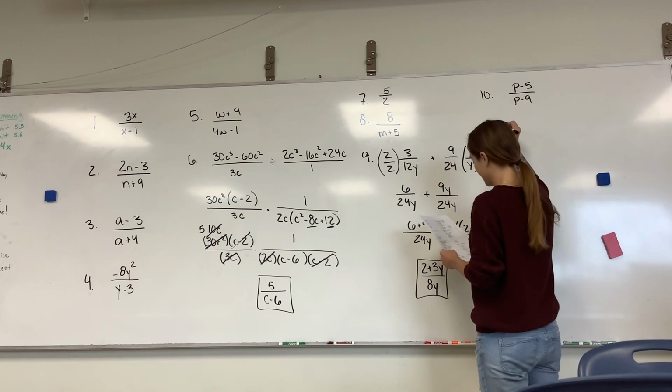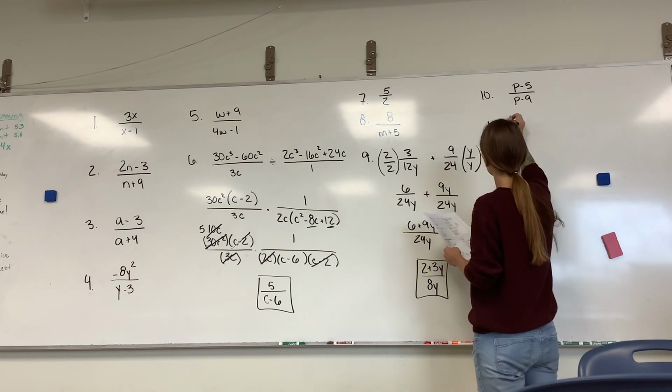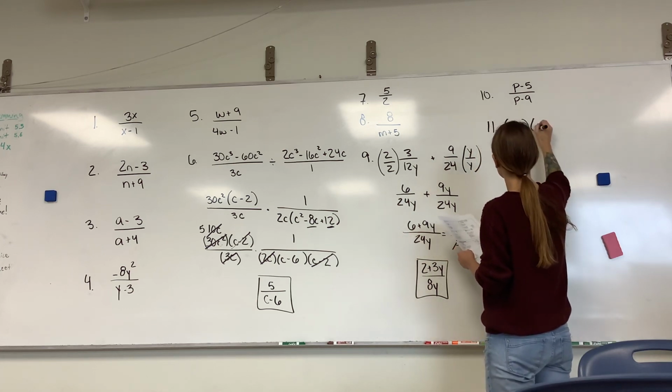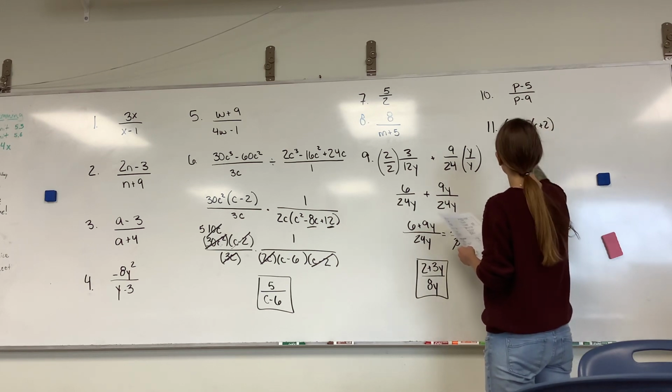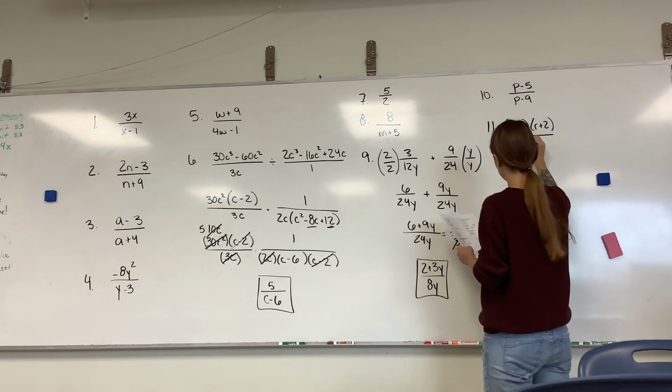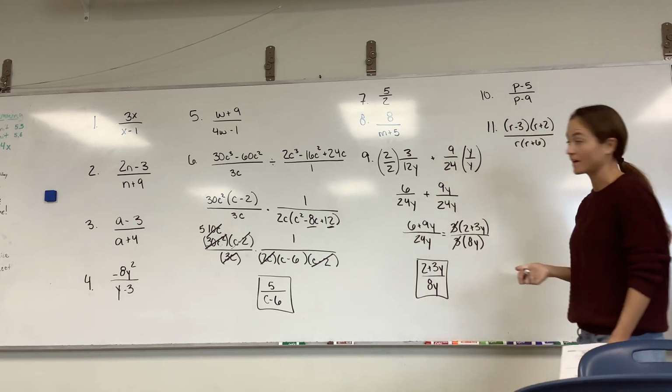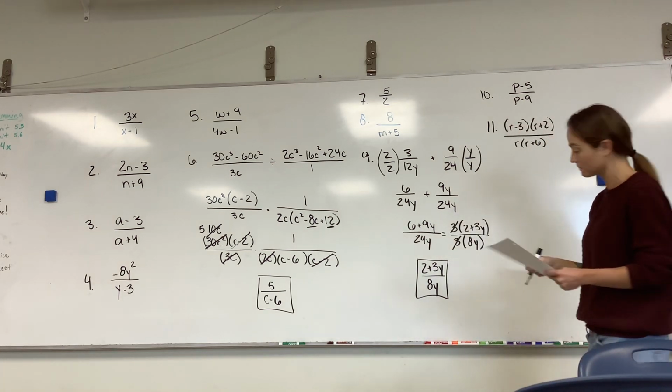For number 11, I got the quantity r minus 3 times r plus 2 all over r times the quantity r plus 6. And unfortunately, that can't factor and reduce any further.